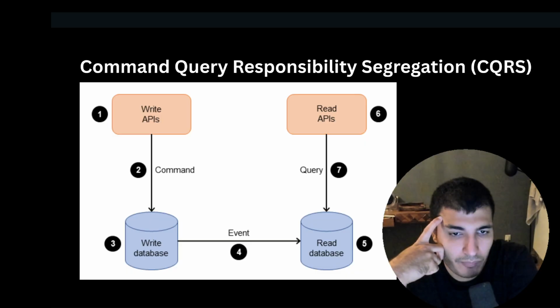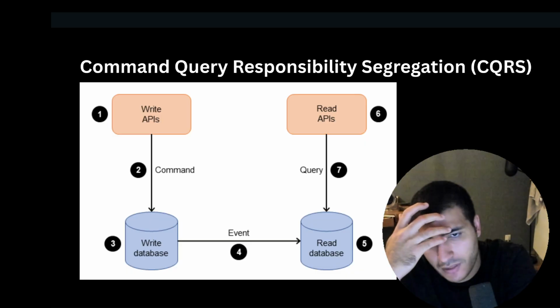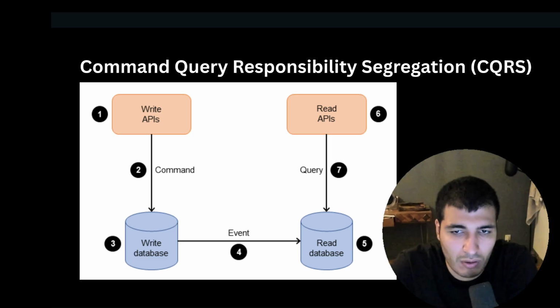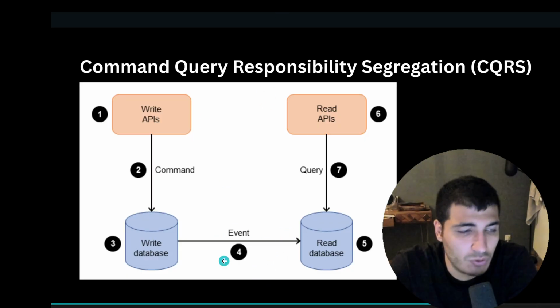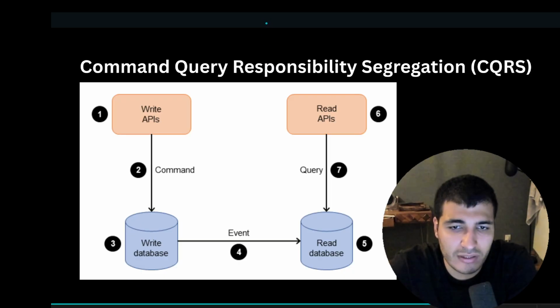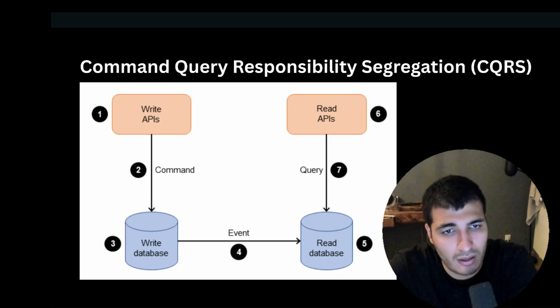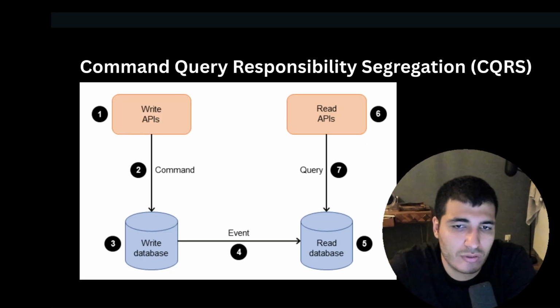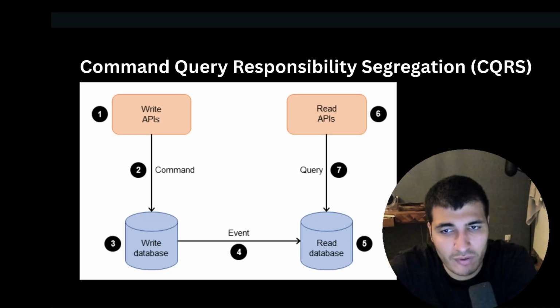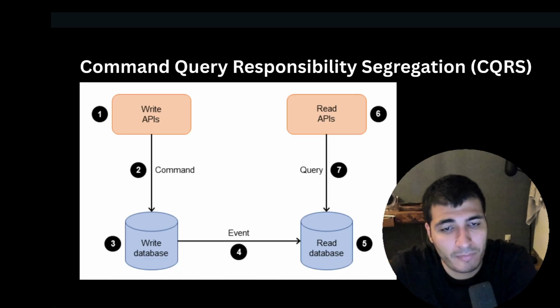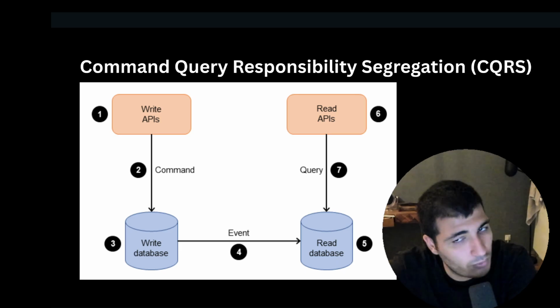How to implement it? On the write side, commands will handle the insert, update, and delete operations. These operations often result in events that are published to a message queue, like Kafka or something like that, which will trigger an event, and the read side, which is the query model, will subscribe to these events and update its store accordingly. This separation allows you to optimize each side independently. For example, the write database might be normalized for data consistency, while the read database might be denormalized for fast querying.